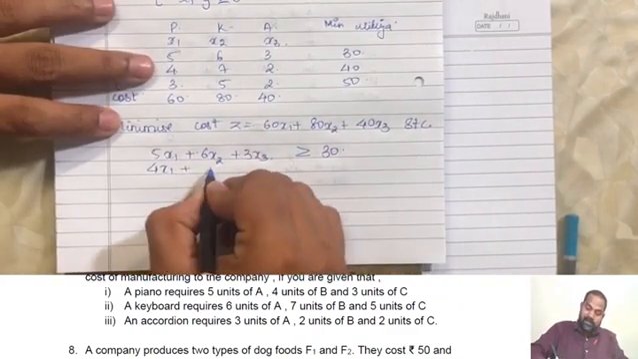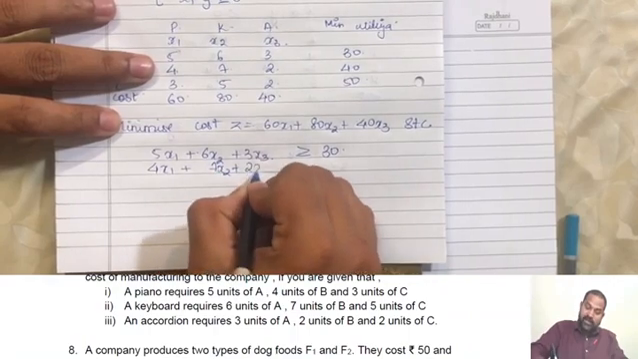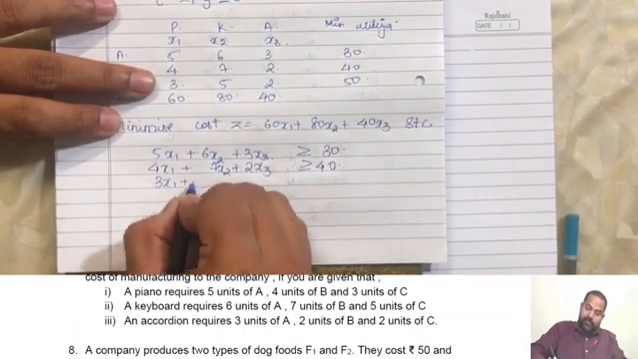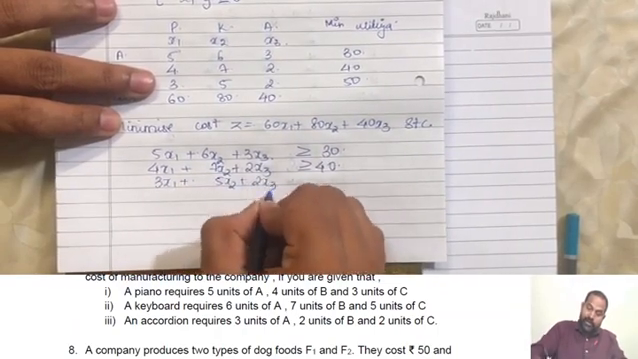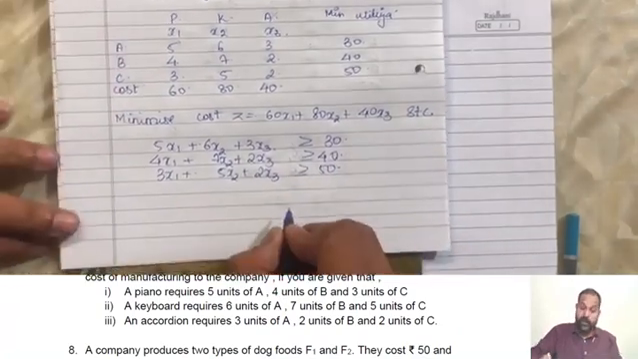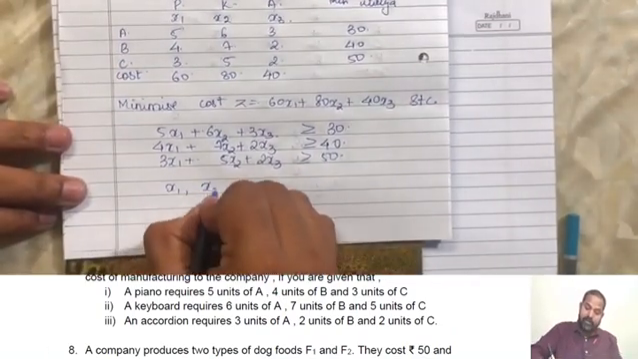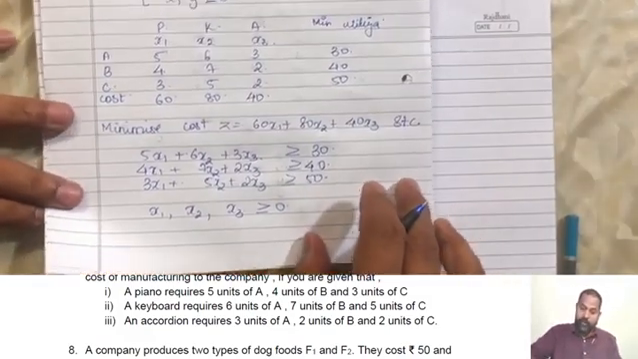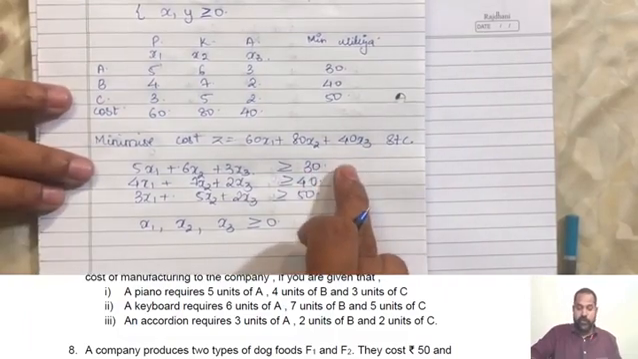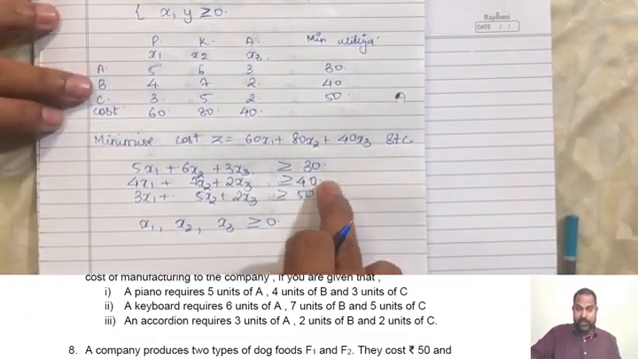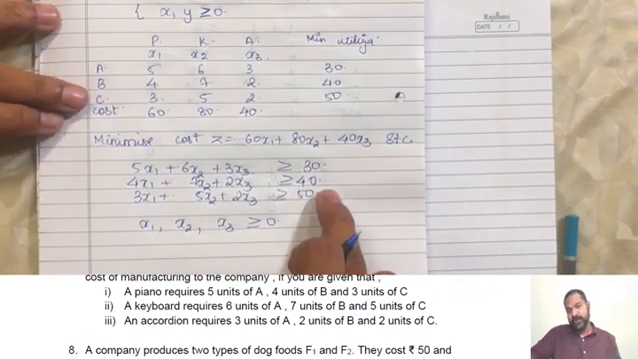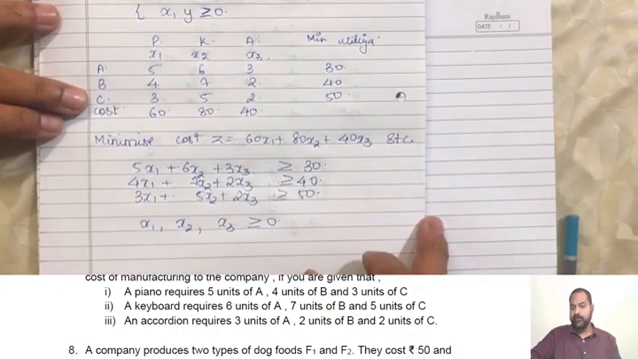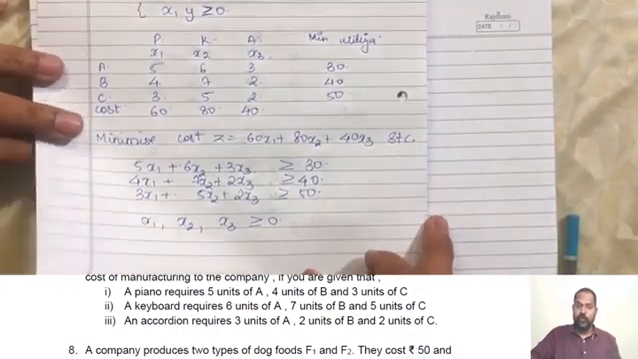4x1 plus 7x2 plus 2x3 should be greater than or equal to 40. 3x1 plus 5x2 plus 2x3 should be greater than or equal to 50, where x1, x2 and x3 are always greater than or equal to 0. Write down here: minimum utilization of resource A constraint, minimum utilization of resource B constraint, minimum utilization of resource C constraint, non-negativity constraint. That's it. We are done with the formulation.